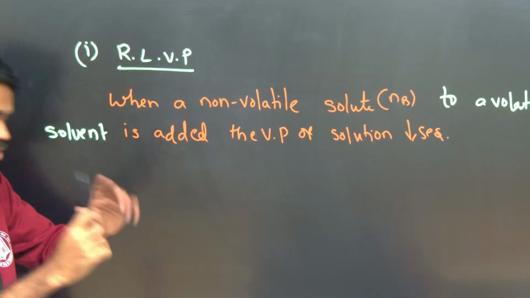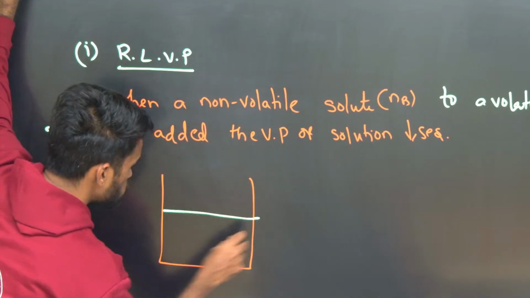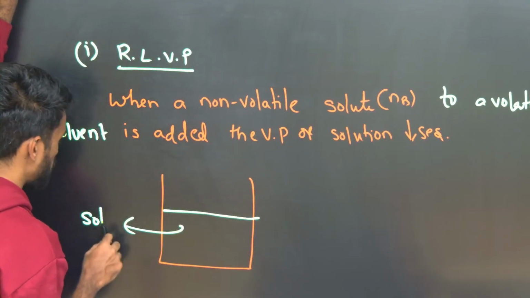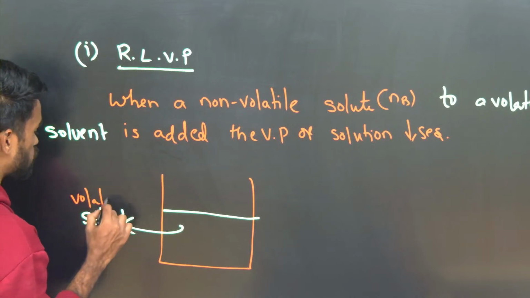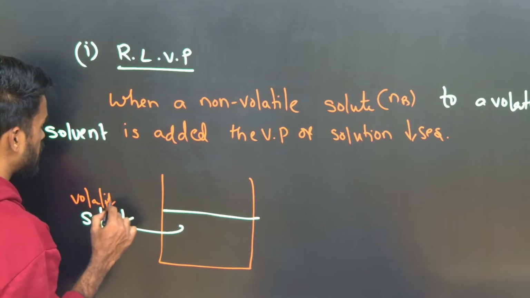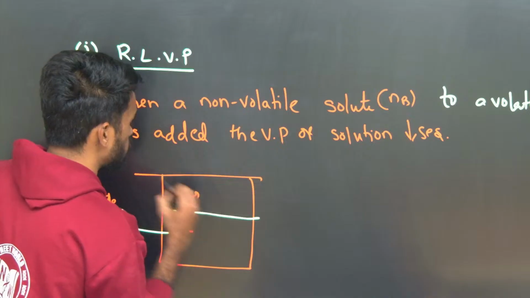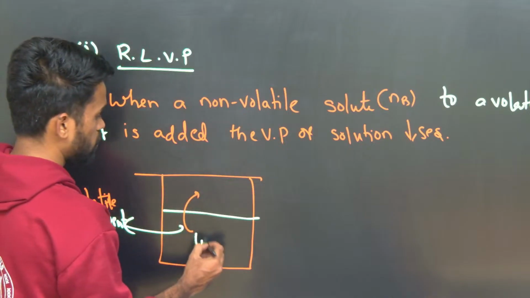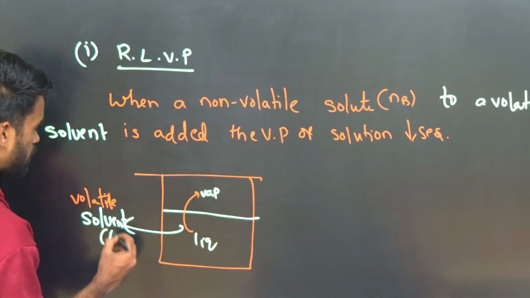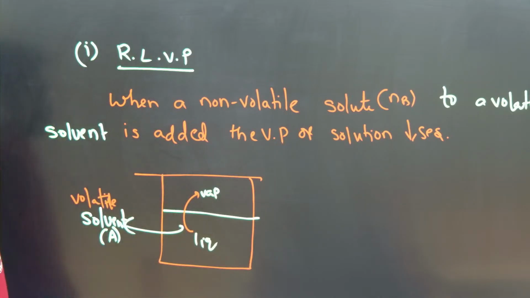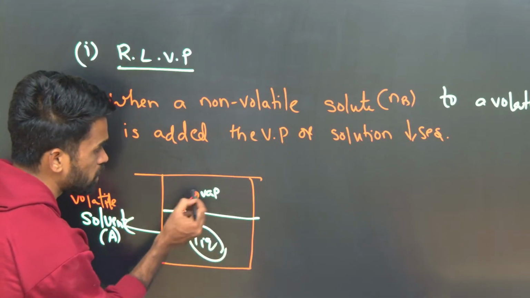So why is it so? Look here. I am taking a beaker containing a solvent. Which solvent? I am taking a volatile solvent. Volatile solvent means it will easily undergo vaporization, so it has more tendency to undergo vaporization. So here is the liquid, and here I am showing vapors of that solvent. The solvent I am indicating with the symbol A. I am saying it has more volatility, therefore it converts into its vapors.